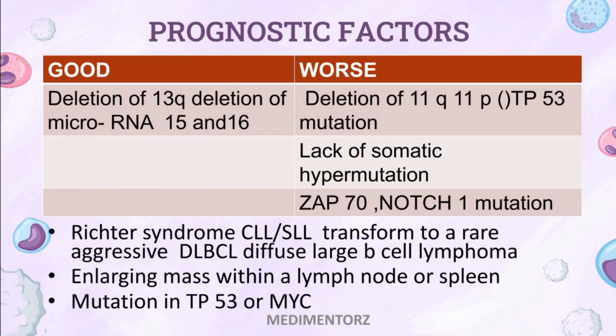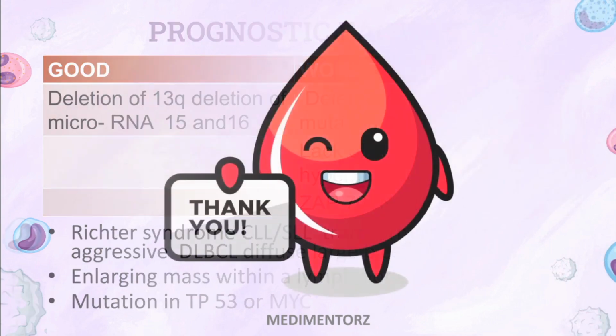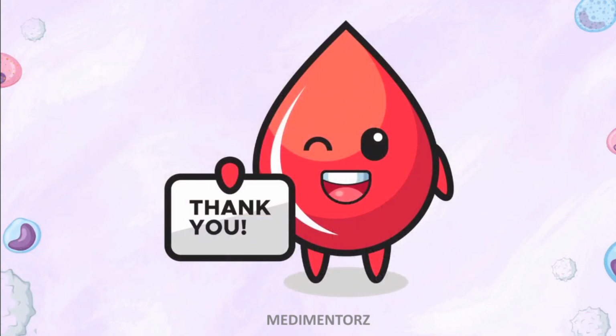Now let's see about this Richter syndrome. In Richter syndrome, this CLL transforms to a rare aggressive diffuse large B-cell lymphoma. Here, an enlarging mass within a lymph node or spleen is seen. This occurs due to mutation in TP53 or MYC. And that's all about the chronic lymphocytic leukemia.